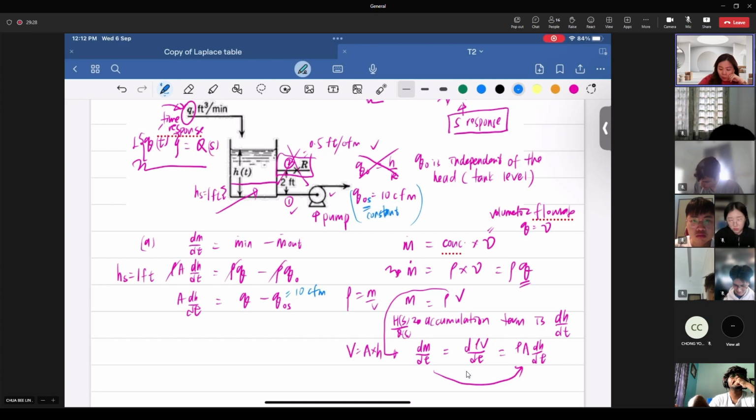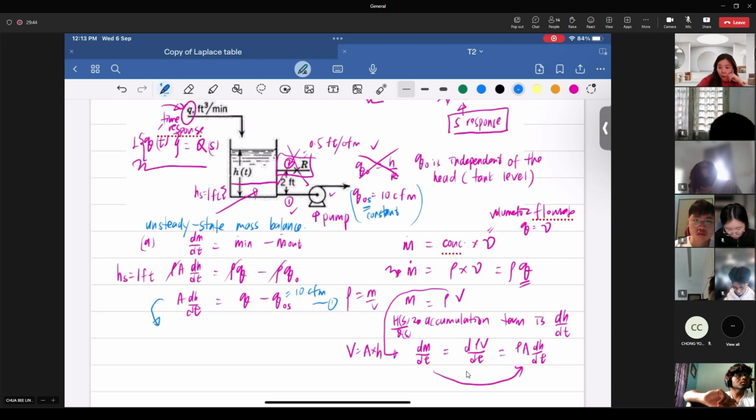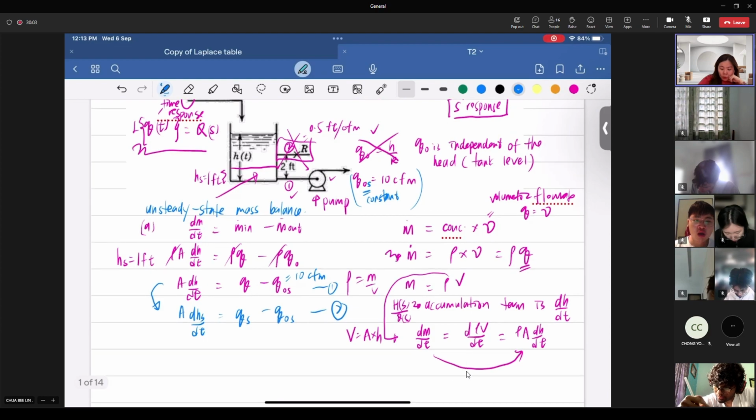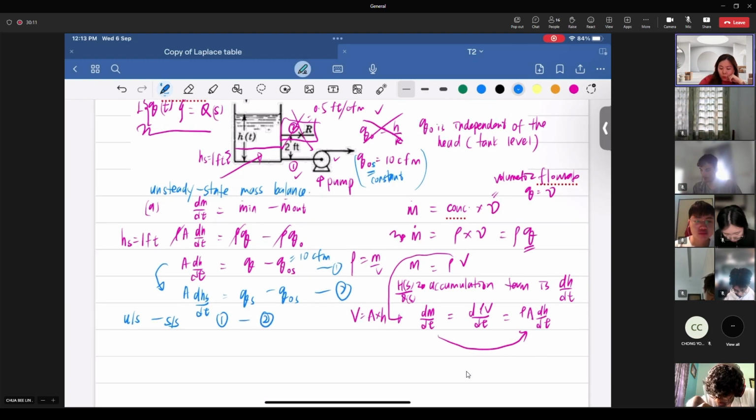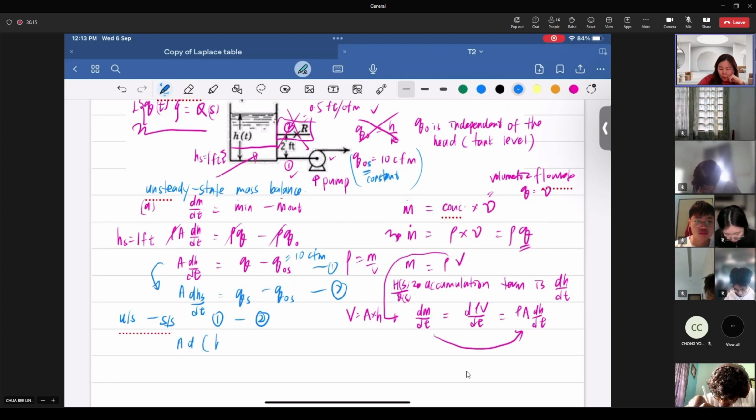So equation 1, we name as the unsteady state mass balance. Now for this equation, you just put a subscript S to indicate steady state. So it will be A dHS over dt equal to QS minus QoS. Then equation 2. You are using unsteady state minus steady state, so it is equation 1 minus equation 2. So A d(H minus HS)/dt is equivalent to (Q minus QS) minus (QoS minus QoS).